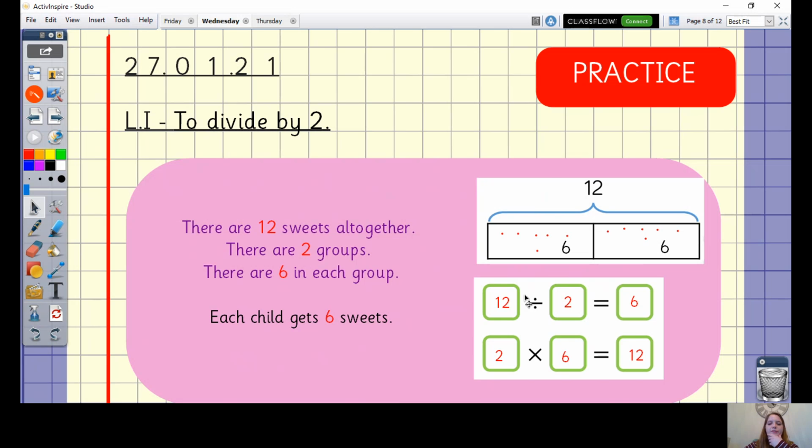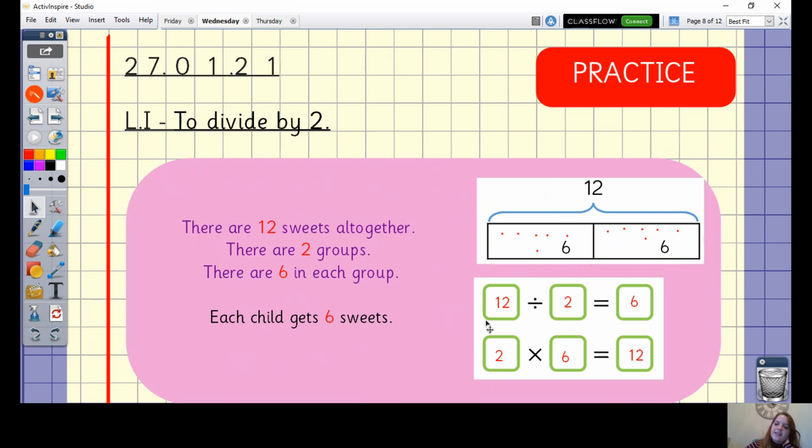So here we are. Now, first of all, looking at my bar model, as you can see, I've drawn 6 dots in this side and 6 dots in this side. But to do it, I didn't put the 6 and then 6. I put 1 in each side, counting up to 12. So I know my groups are equal because each group has got 6 sweets. So looking at my sentences then, there are 12 sweets altogether. There are 2 groups. There are 6 in each group. So each child gets 6 sweets.